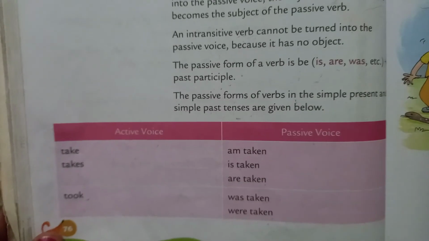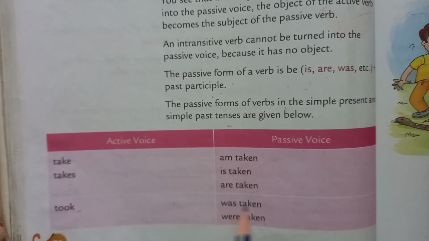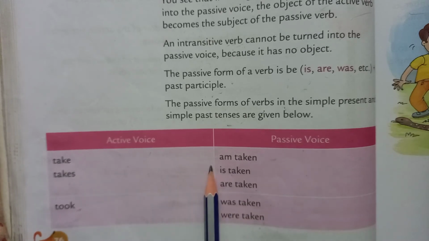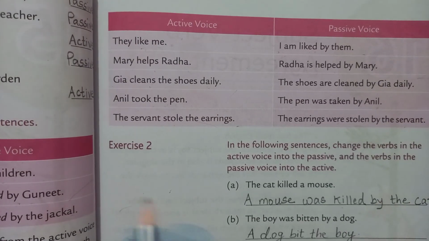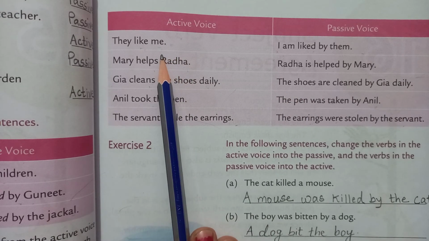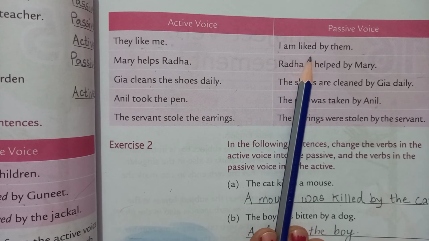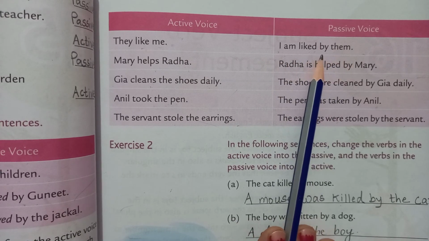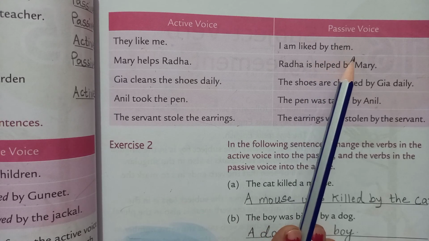So my dear students, you have to learn this table. Okay, active and passive voice, you have to write it in your copy and you have to learn this. It is very important. And always remember that in passive voice, the object in active voice will become the subject in passive voice, and in passive voice we use by, plus agent.